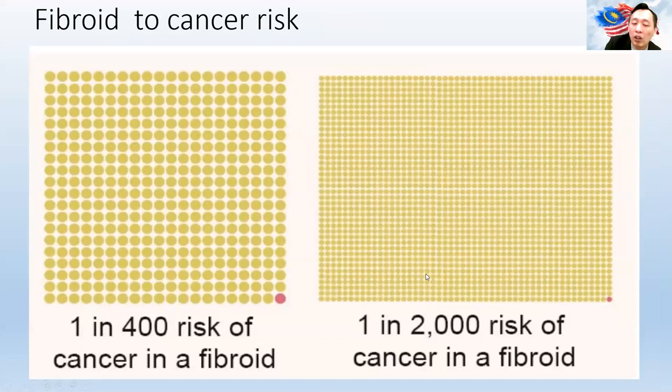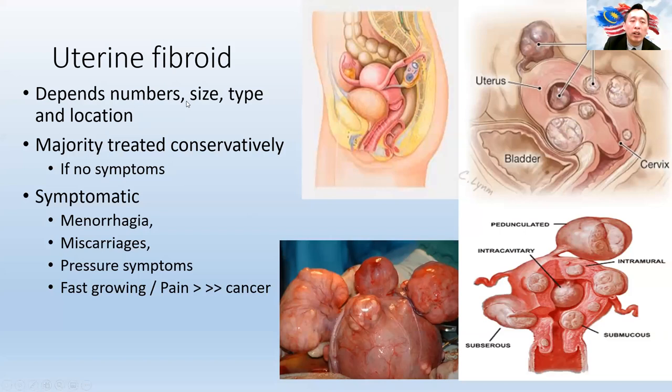So uterine fibroid, the symptoms depend on the number of the fibroid, the size of the fibroid, the type and location of the fibroid. If you look at the right upper image, you can see a submucosal fibroid which is inside the uterine cavity. Then this one will create a lot of heavy bleeding because the uterus is not able to contract. There's a mass inside and the polyp can bleed on and off.